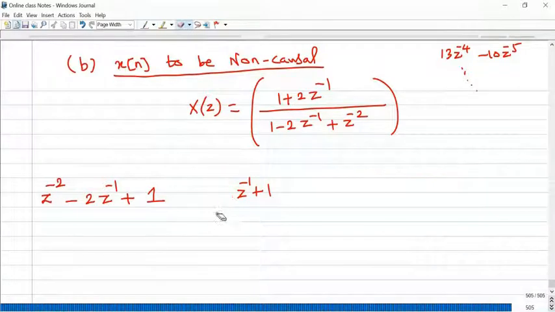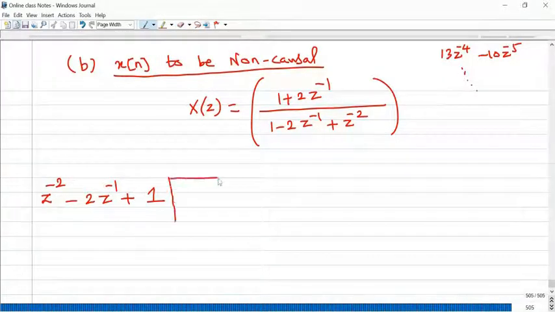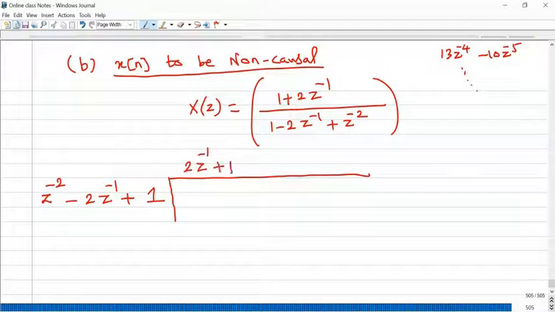Now you have to do the division process. Two z power minus 1 plus 1. Please remember, to write x of n in non-causal format, you have to rearrange the given equation. Let z power minus highest term first, constant at last. Okay. 2z power minus 1 plus 1. Okay. Now select the value.